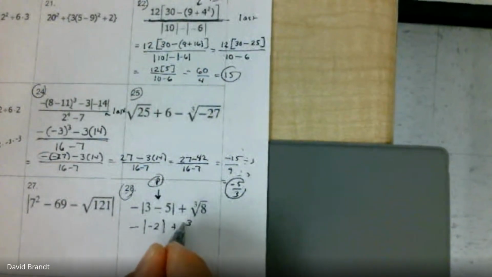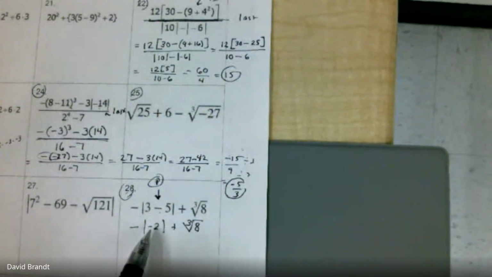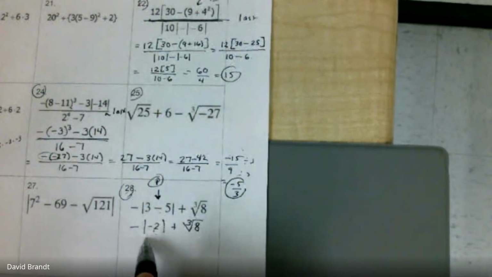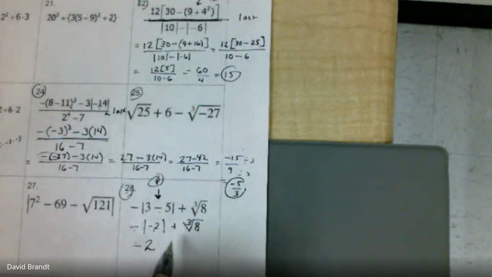This is called the cube root of 8. I'll have to show you where that is on a calculator if you're not sure. All right, now this is not a double negative. With absolute value, you have to do the inside of the absolute value first. What's the absolute value of negative 2? It's 2. All right, so this negative is still there. That's the outside. You do the outside last. All right, plus the cube root of 8. Now, what is the cube root of 8?